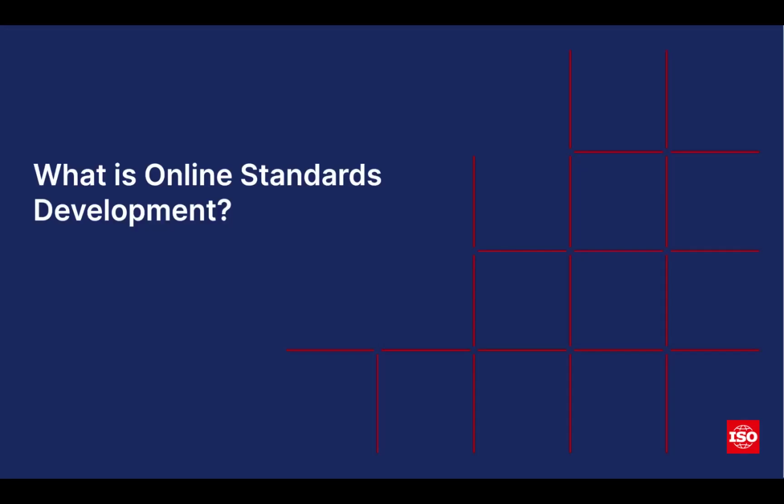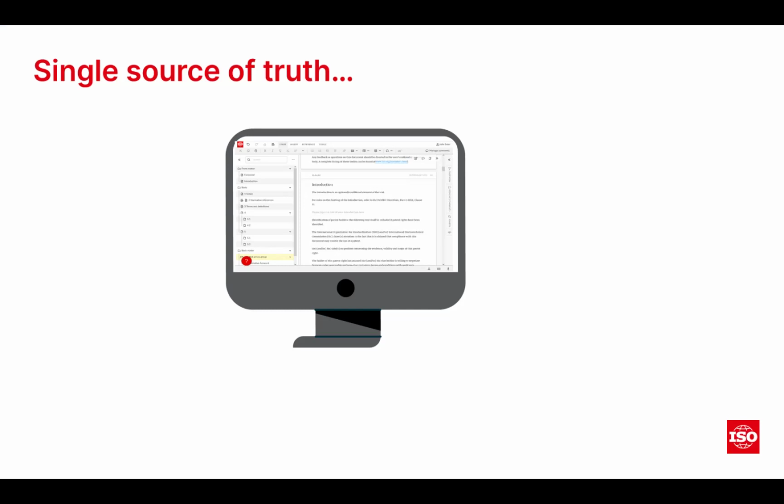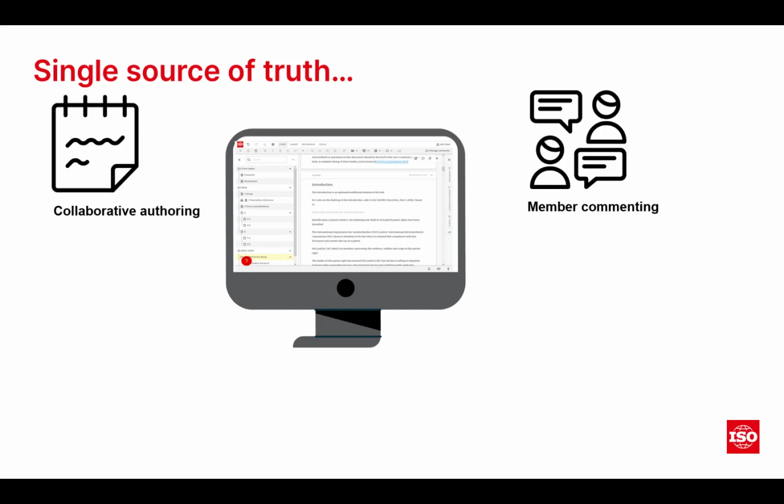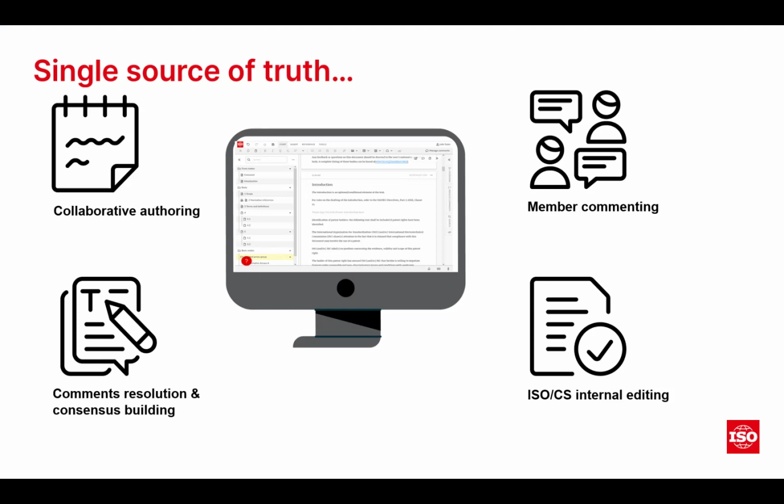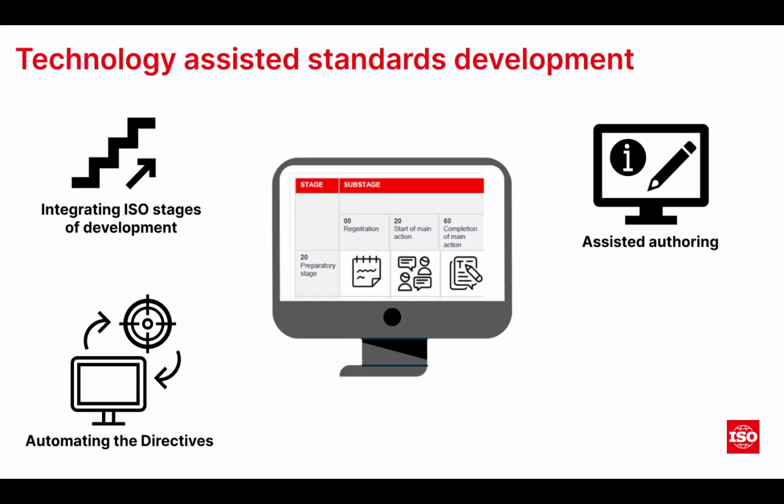To get started, let's look at what is online standards development. So online standards development is all about creating a single source of truth. So a place where we can have collaborative authoring, member commenting, comments resolution and consensus building, as well as ISO CS internal editing, all happening in the exact same document in real time. This also means we can have technology-assisted standards development. So we've integrated aspects of the ISO stages of development. We've got assisted authoring, and we've automated the directives to help ensure that this is really benefiting our members when they're developing standards.